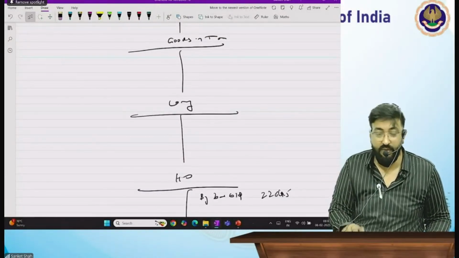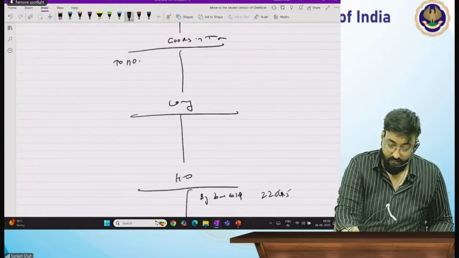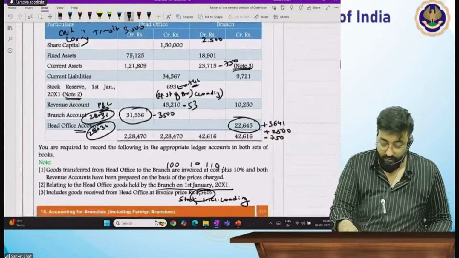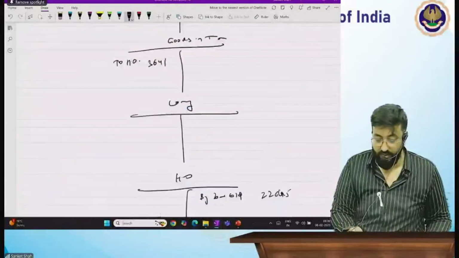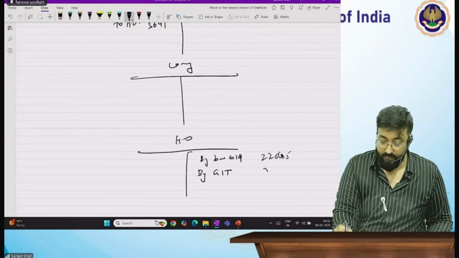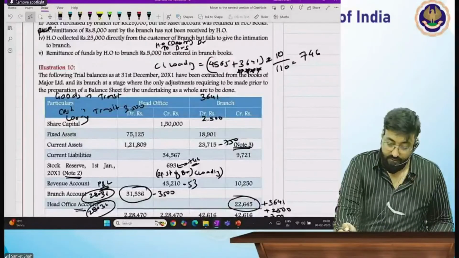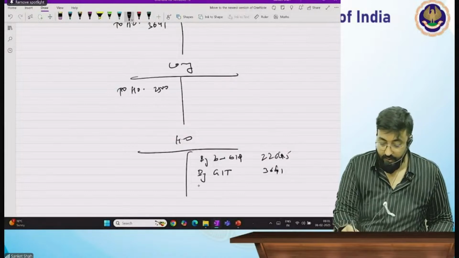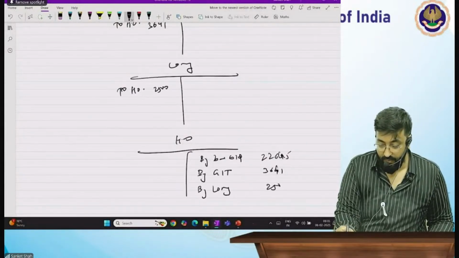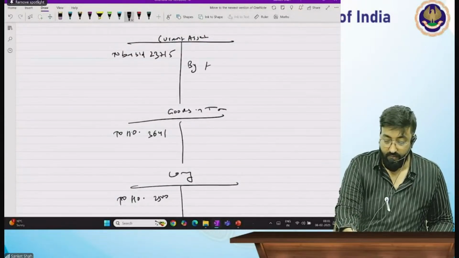Yes, sir. Who is giving you goods in transit? Head office. How much? 3,641. And give the second effect: by goods in transit 3,641. Then lorry to head office 2,500, and here it is by lorry 2,500. Correct. Then in the current asset, branch debtors are getting reduced. So by branch debtors 750.